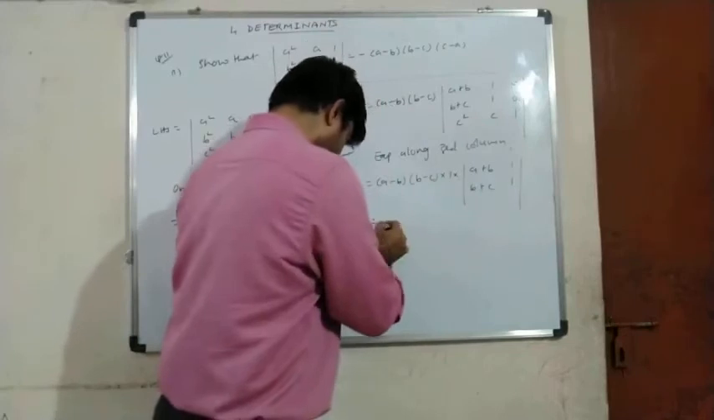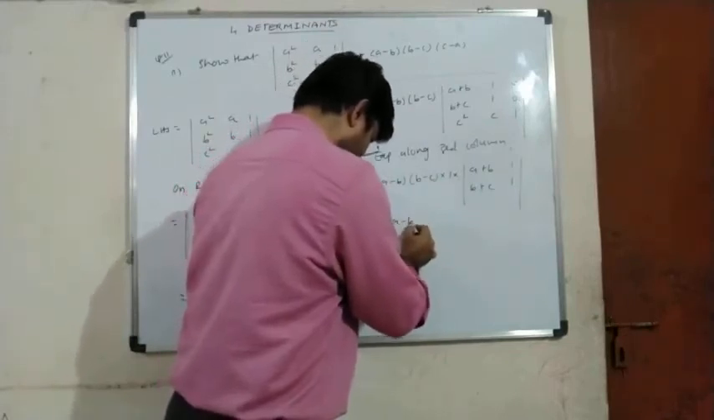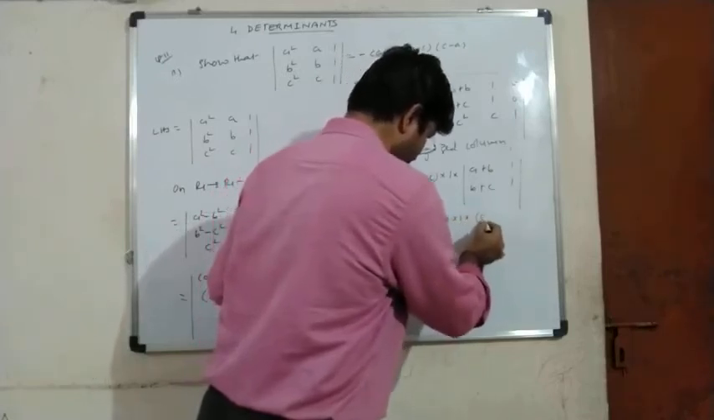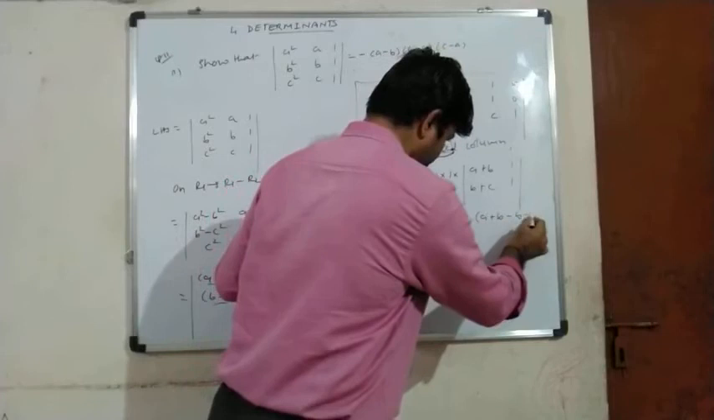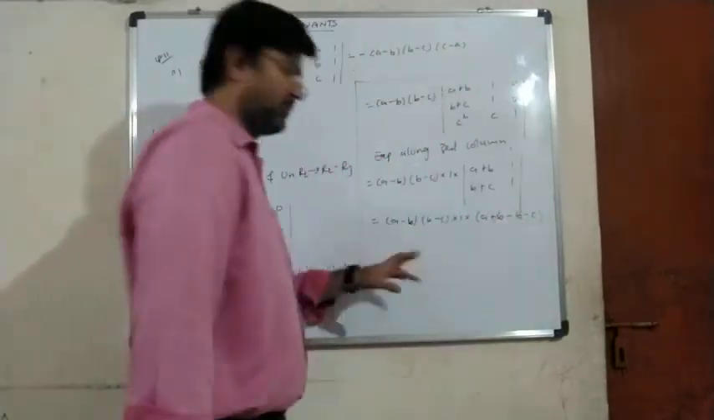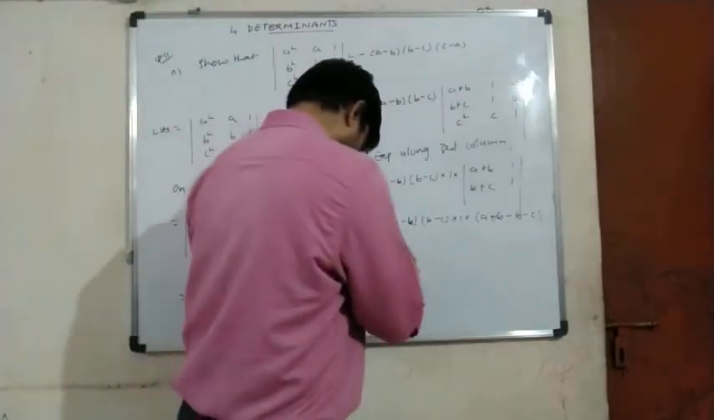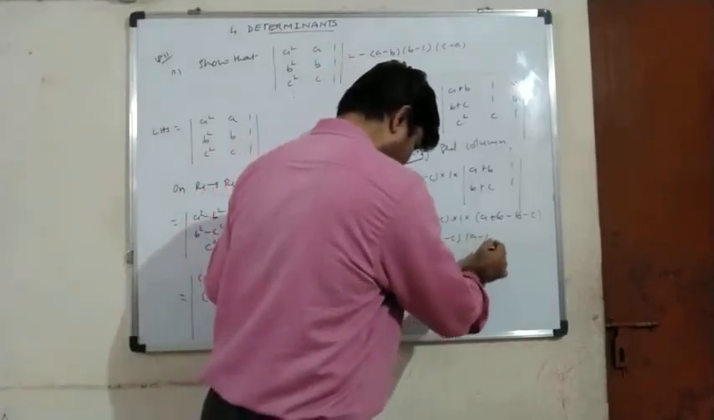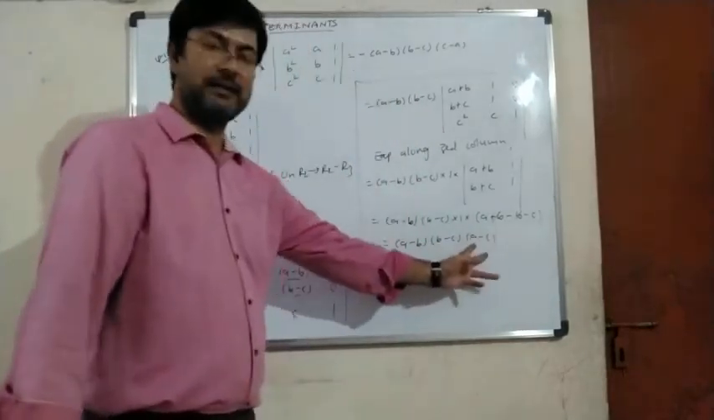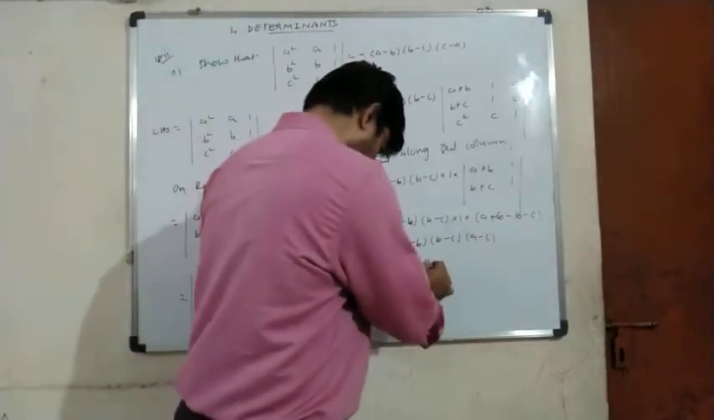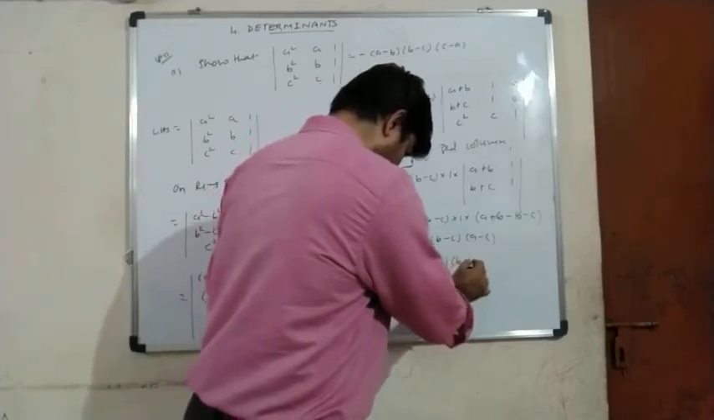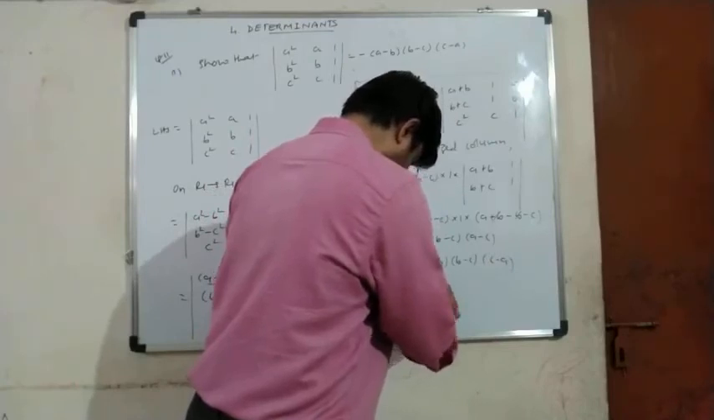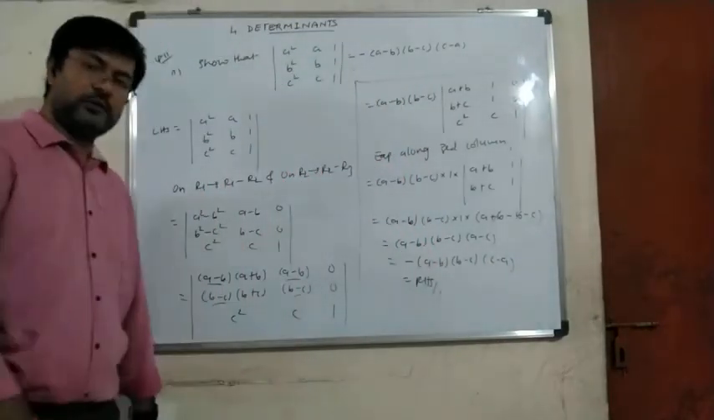Okay, so simplifying a minus b, b minus c into 1 into a plus b minus c. So here plus b minus b will get cancelled. So we will get a minus b, b minus c and a minus c. If you take minus sign common, it will become minus of a minus b, b minus c and c minus a. Hence we have proved. Clear? So this was also an easy question.